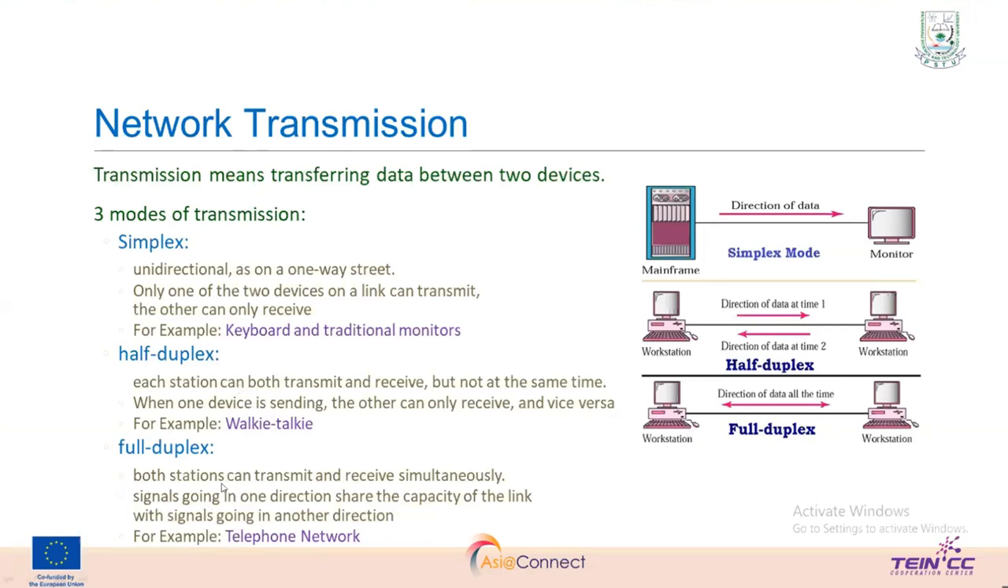In full duplex communications, both sender and receiver can send and receive data simultaneously, like our telephone or mobile networks or modern internet networks. We can both send and receive data simultaneously in both directions. Both stations can transmit and receive simultaneously. Signals going in one direction share the capacity of the link with signals going in the other direction. For example, telephone networks or mobile networks.